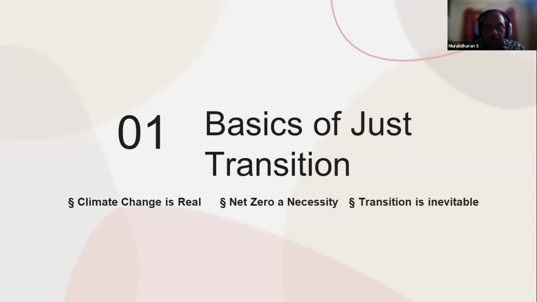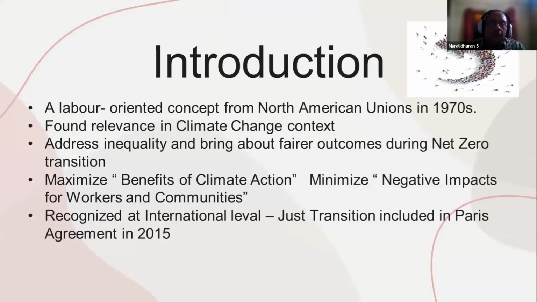But when we say faster transition, it is equally important how the transition takes place. It has to be a justifiable transition, rather than accelerating the pace where a considerable number of people get impacted during the transition. So when we look at just transition as a concept or as a topic, it was a labor-oriented concept from the North American unions, and it has found relevance over the period in the climate change context.